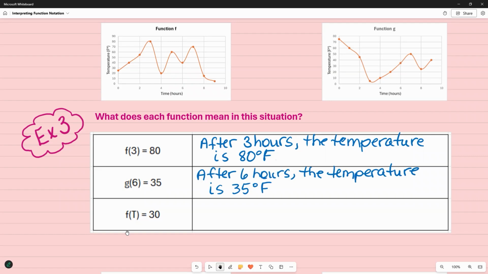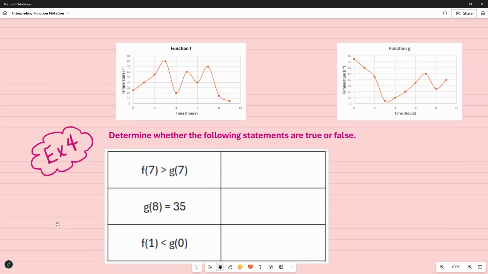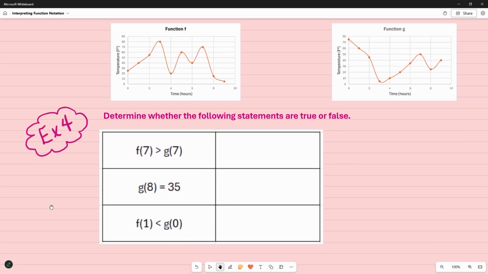This one, going back to our f function graph, does not have a specific input or specific time, but it does have an output. So you can word this, the temperature was 30 degrees Fahrenheit after T hours, or you can say after T hours, the temperature was 30 degrees Fahrenheit. And then our last example, we're determining whether or not the following statements are true. F of 7 is going to be 70.